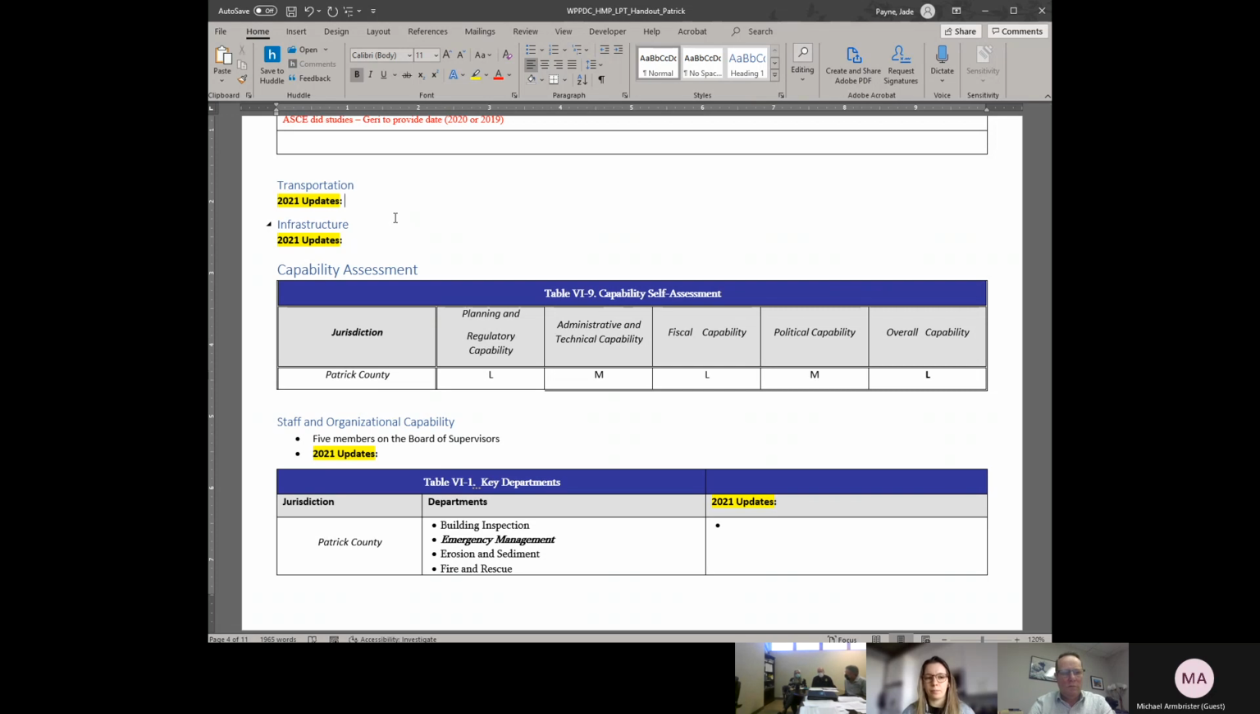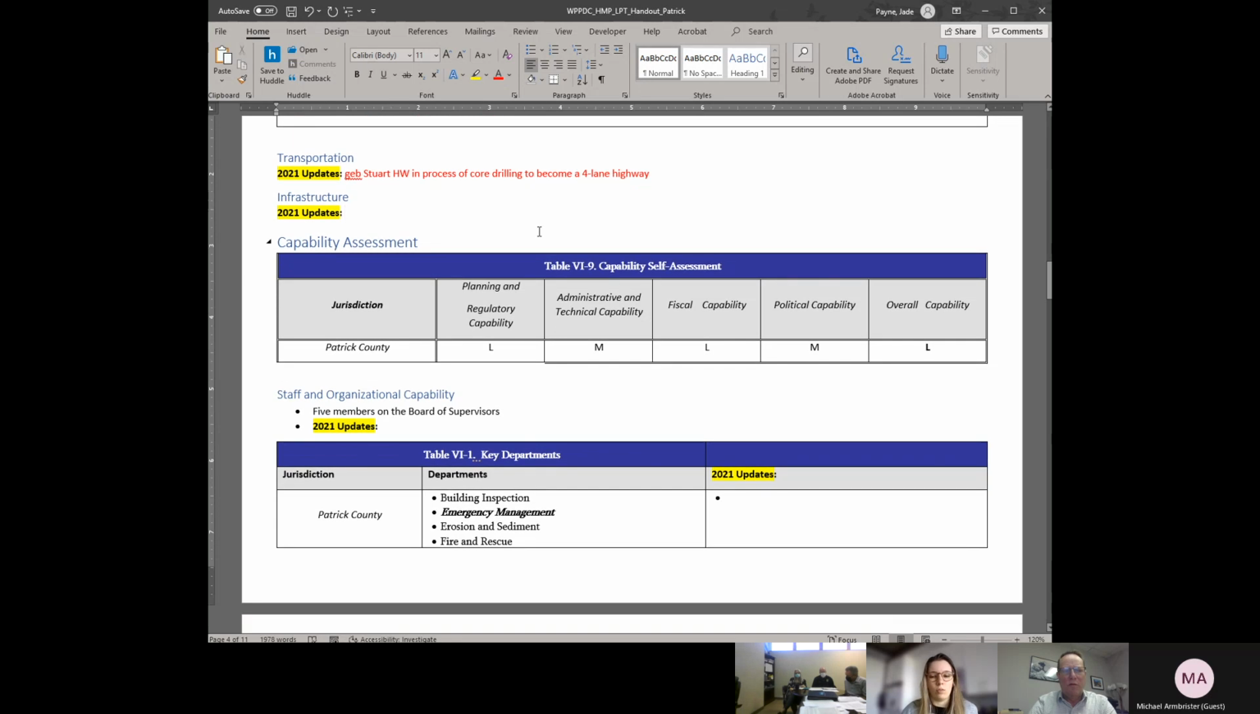Well, what we call 58 or Jeff Stewart Highway going up from Stewart to Meta-Sedan, VDOT is, and branch construction is in the process of doing the core drilling to make that a 4-lane highway. Okay. And you said that's Jeff Stewart Highway is Route 56? 58. 58. All right, thanks.